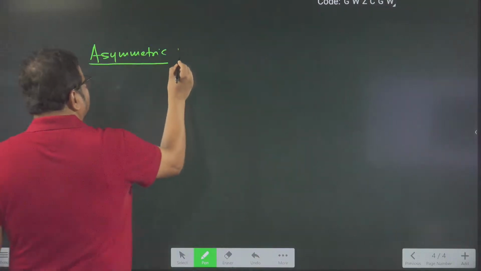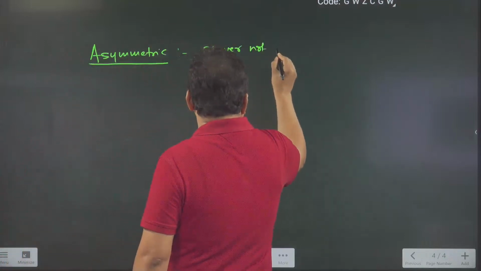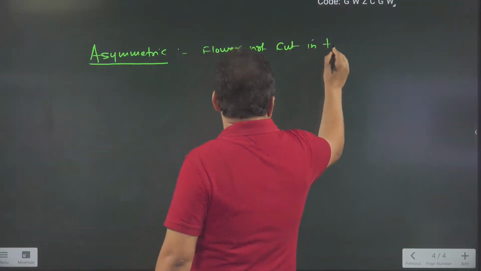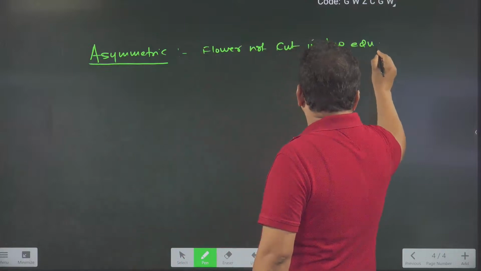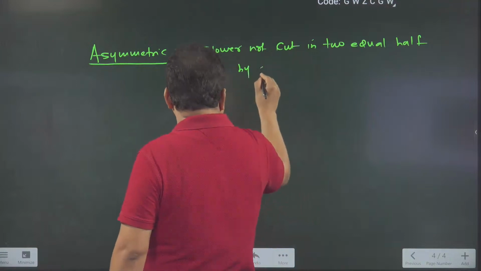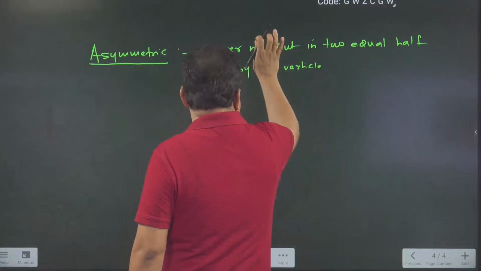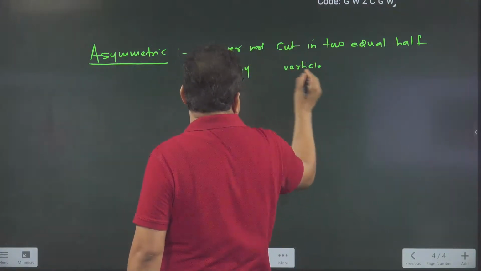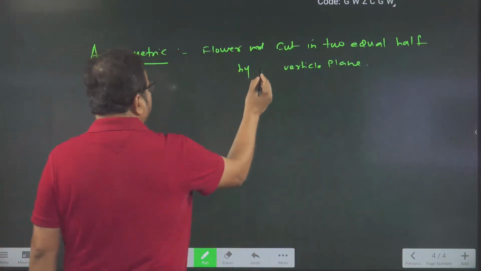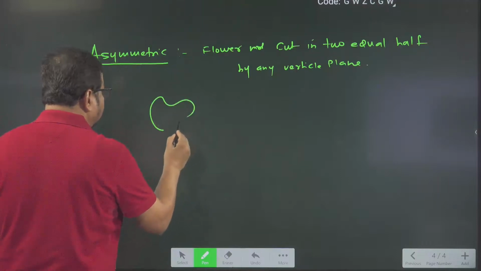Means the flower cannot be cut into two equal halves by any vertical plane, or by vertical plane you can write also. When we are not able to cut the flower into two equal halves by any vertical plane, getting the things or not? You can just make a flower like this.